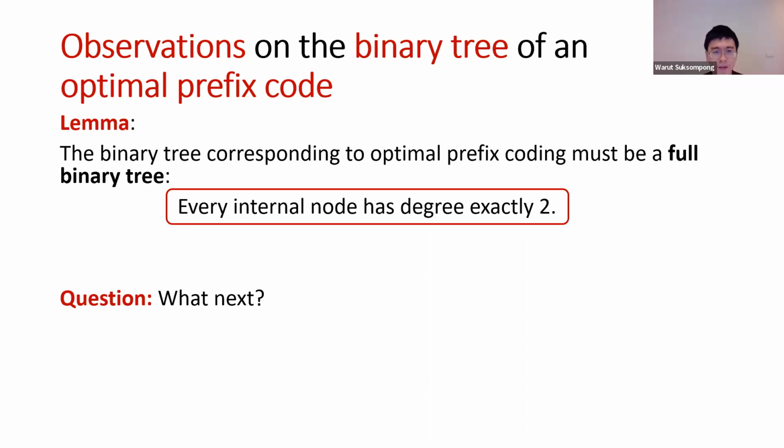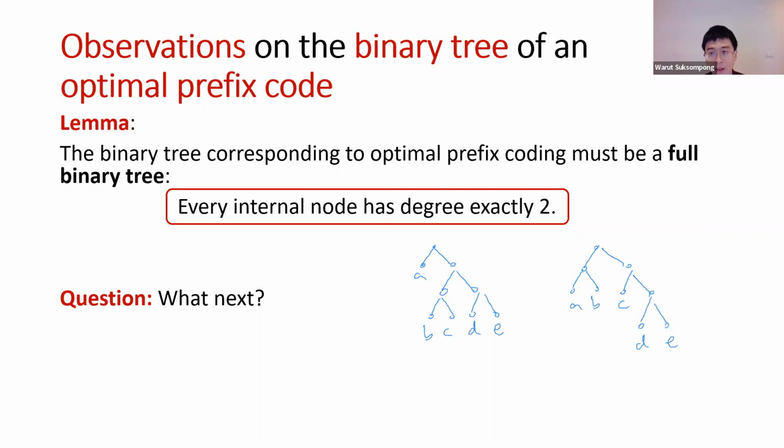For example, for an alphabet of size 5, remember we saw this tree, where we have A here, and then B, C, D, E. But this is not the only possibility, not the only tree where every internal node has degree exactly 2. We can have something like A, B are here, and maybe C, D, E.